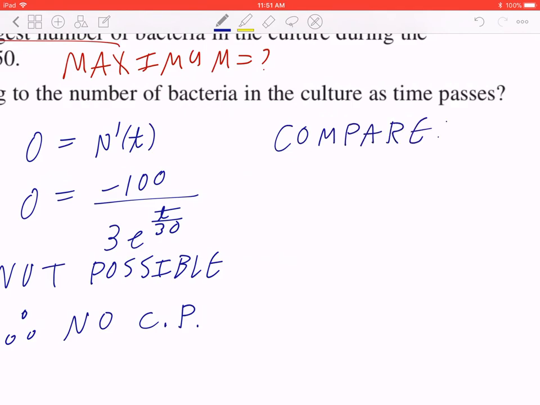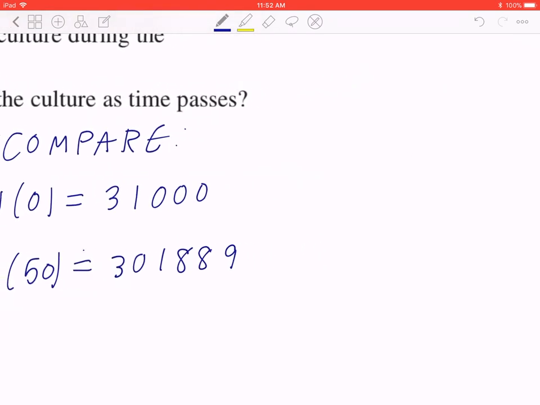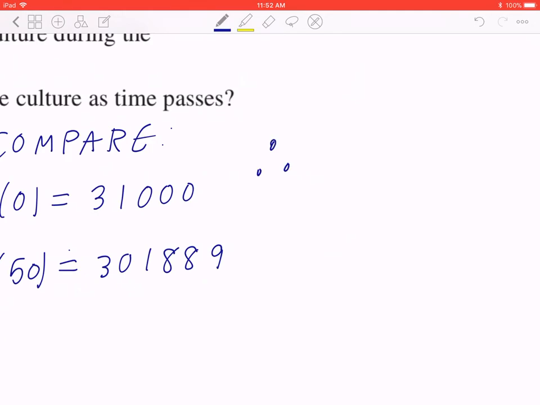So since time is between 0 and 50, you're comparing what happens when time is 0 to what happens when time is 50. Again, you can plug it back in. You can take the calculator, but you can tell that n of 0, which is what we did, the initial amount, is 31,000. And when you plug in 50, it's going to be approximately 301,889. Again, you can verify this with the calculator and compare them. And by finding the largest number, that becomes the maximum.